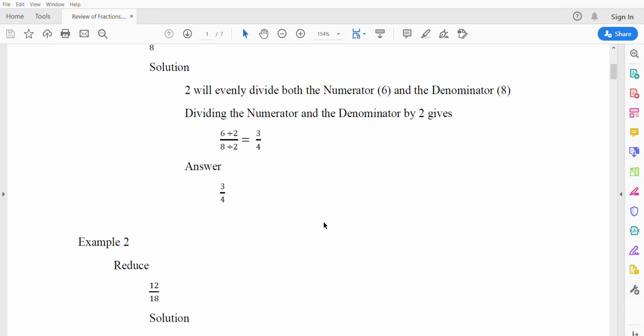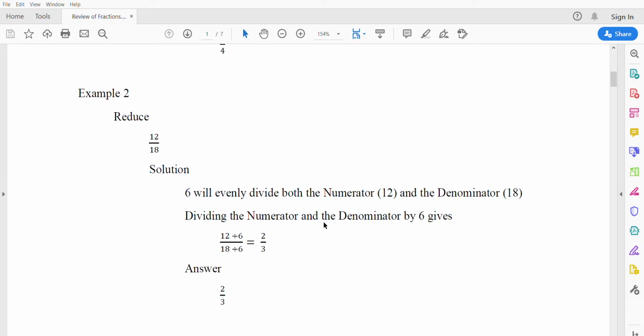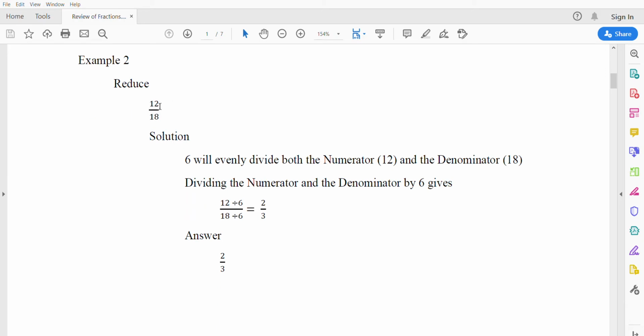Let's take a look at another example. Example number 2, we want to reduce 12 over 18. So the solution. Well, I noticed that 6 will divide evenly into both the numerator, the 12, and the denominator, the 18. So dividing the numerator and the denominator by 6, that gives us 12 divided by 6 is a 2, 18 divided by 6 is a 3. Well, taking a look at the 2 over 3, the only number that will divide 2 and 3 evenly is a 1, so that means my answer is 2/3.